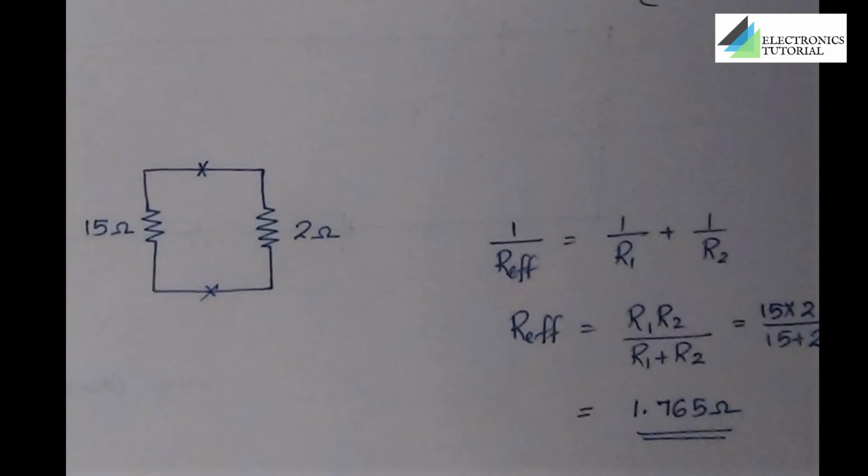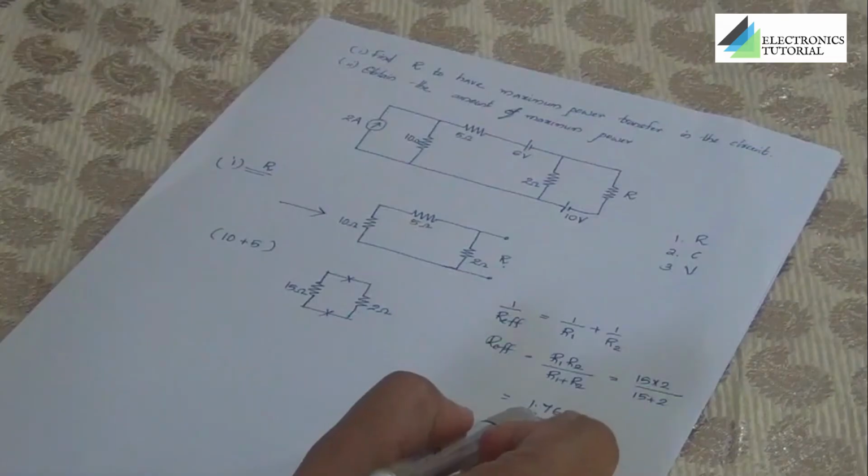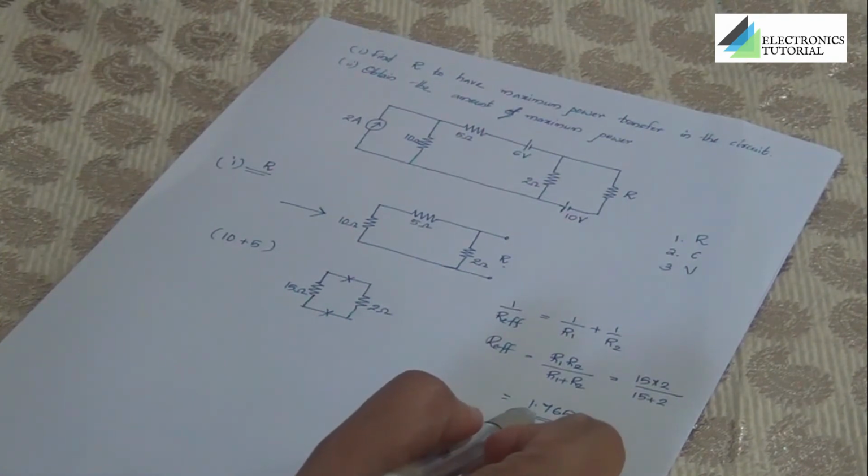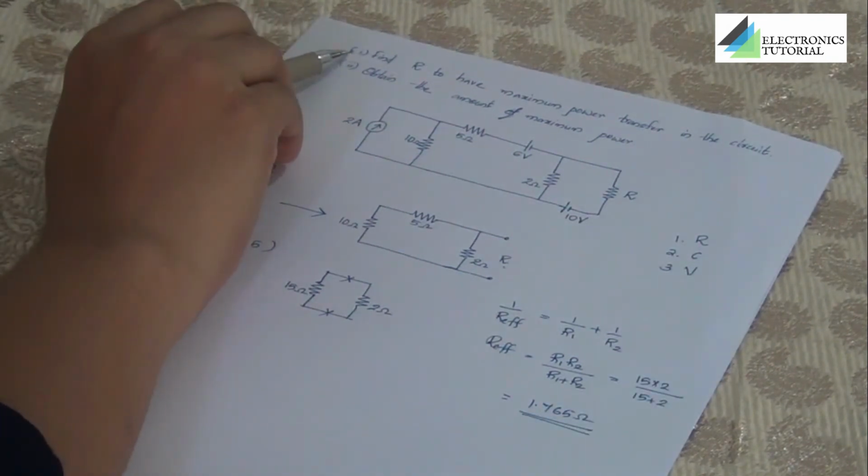You know how to calculate the R effective value of a parallel combination. 1 by R effective is equal to 1 by R1 plus 1 by R2. It can also be written as R effective is equal to R1 R2 divided by R1 plus R2. We can substitute the values: 15 into 2 divided by 15 plus 2, and we'll be getting the answer as 1.765 ohm.